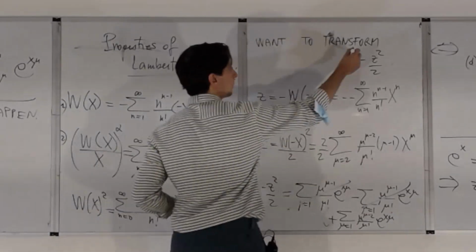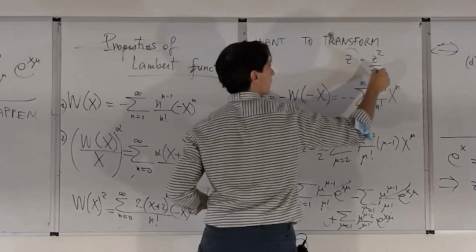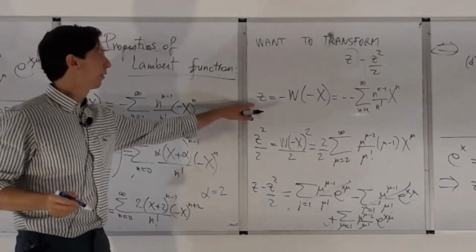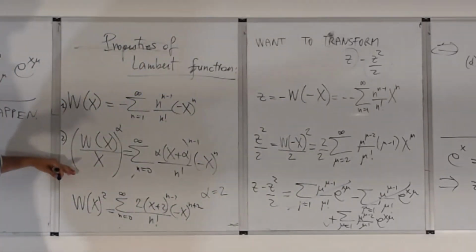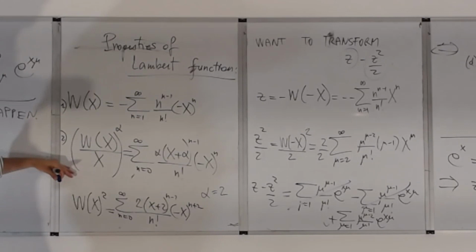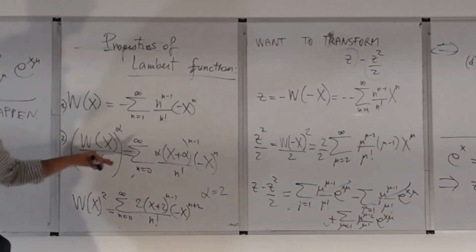So first we transform z, and then we transform z squared over 2. This one was straightforward. This one we had to use the second property of the number curve, but it works. It gives us some expansion, some power series. Now we just do algebra.